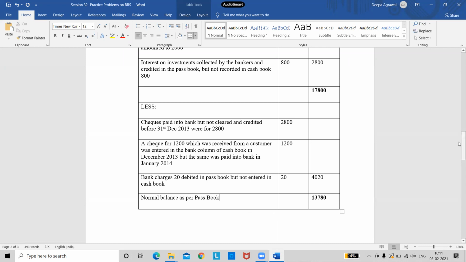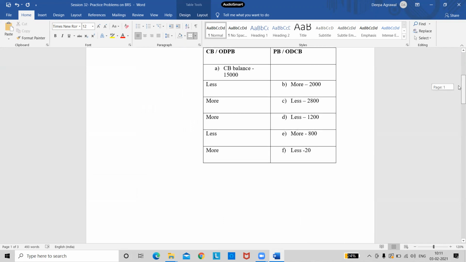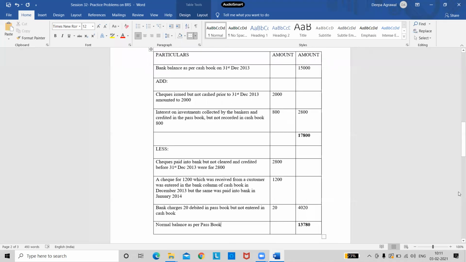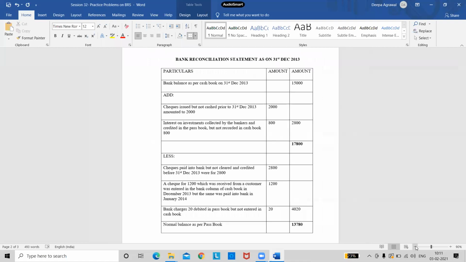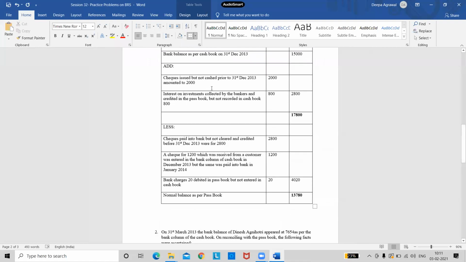Okay, so I will do the working notes first. After my working notes, I have to find out which items are to be added and which to be deducted. Once I know that, I only have to put them in the pro forma, and this is my pro forma. In the pro forma, first I will write the balance given. For me, balance as per cash book is given. Then I will write all items which are to be added in the inner column and I put the final amount in the outer column.